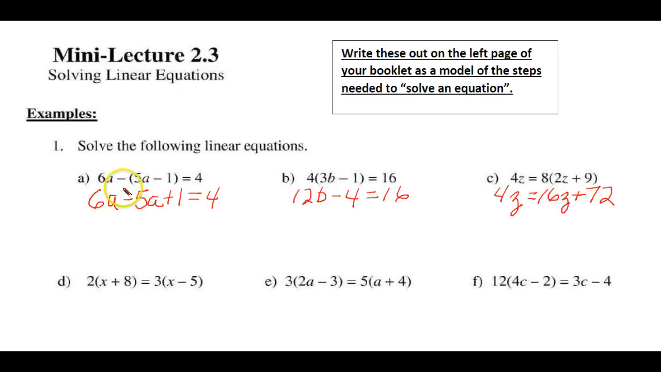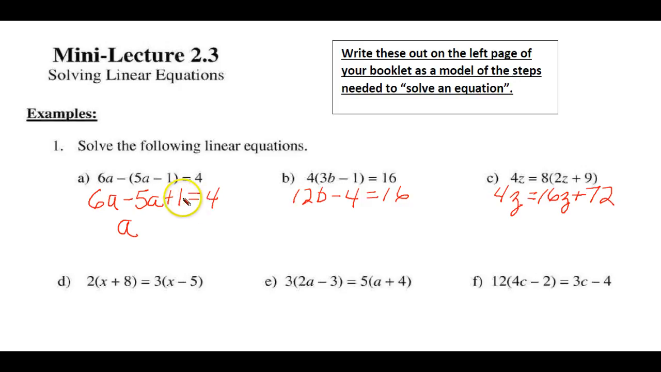So we've cleared parentheses. Notice here we're changing the sign of both terms as we remove the parenthesis with a negative in front of it. Now we group like terms. This just becomes a 1A. Now we're going to introduce a new technique.